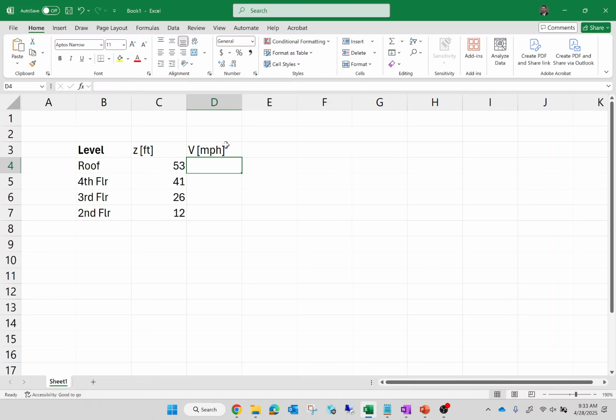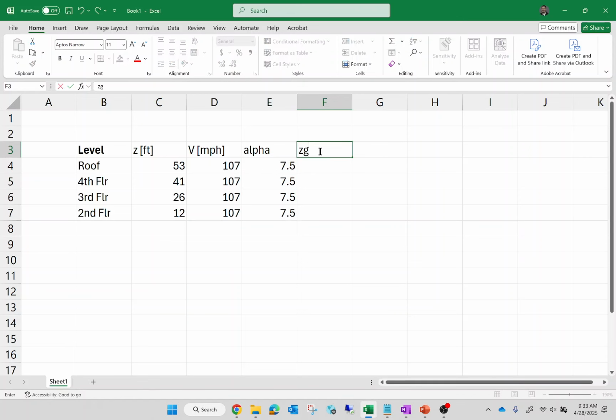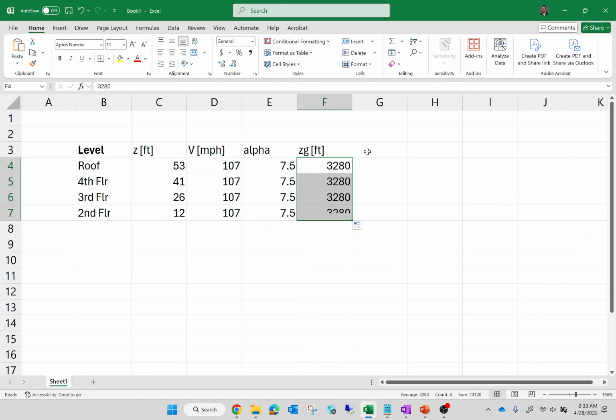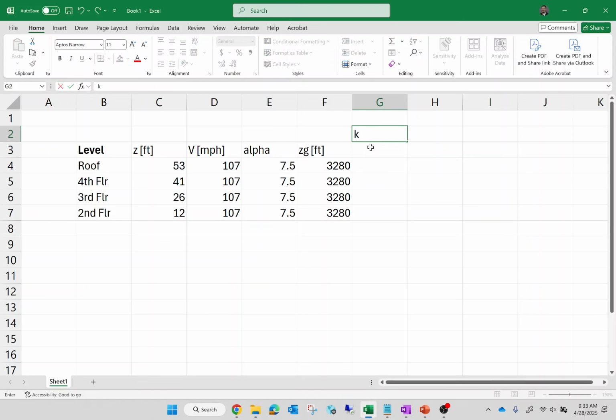I'm just going to stick this in a column here since this is small enough that it's not that big of a deal. Let's see, this is 7.5. All right, so our KZ term, here's how I'm going to compute it.